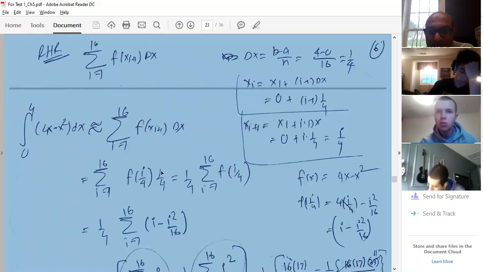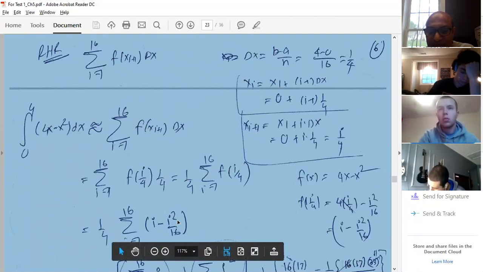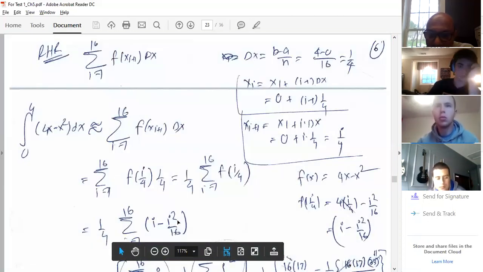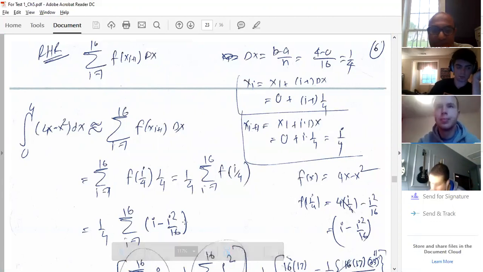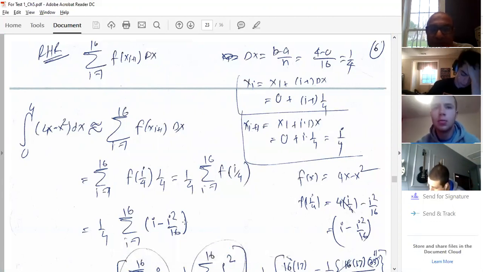What I did was pull this 1/4 out because it's a constant. And f of i/4 is i minus i squared by 16; plug the value over here. Now, I hope all you guys are good up to this step. Am I right? Yes, sir.